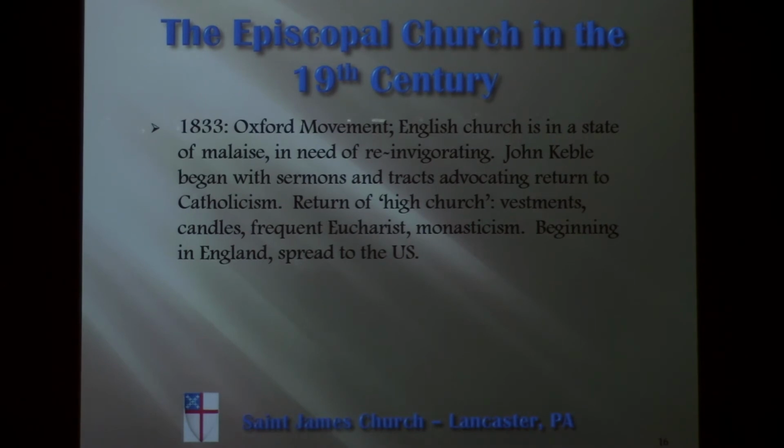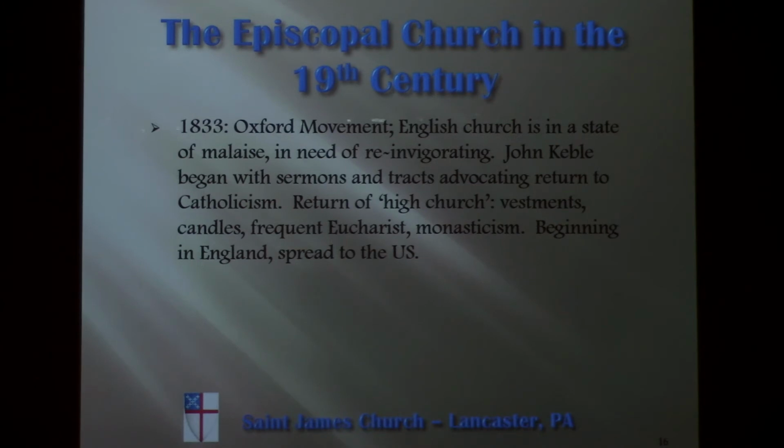But along with that was, again, the Oxford movement. And this same melee, you could call it, that was going on still in the Church of England took a turn in a different direction. John Keble started preaching sermons that leaned us, again, not towards a low church, but towards a higher church. There were some that even wanted to rejoin the Roman Catholic Church. So this was a return to high church.